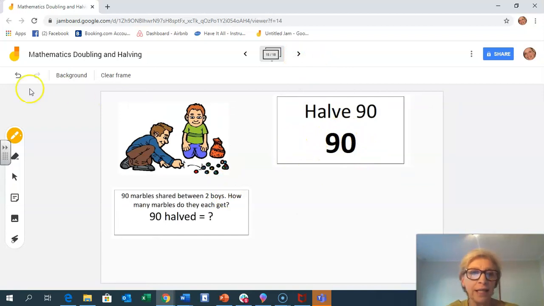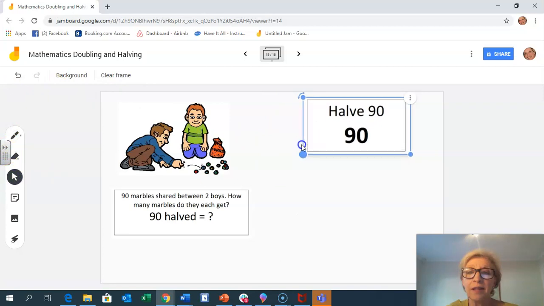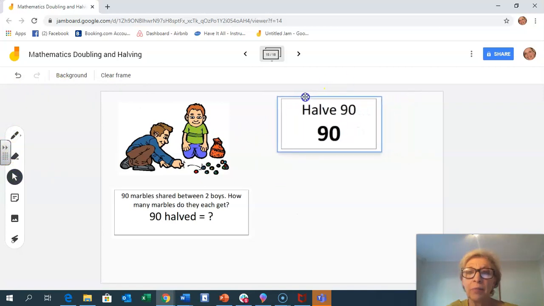This one is a little bit more tricky, but it's not impossible. Sometimes I see the children in my class eyes get bigger and bigger when they have to try and halve 90. Well, look, it's pretty easy. Let me show you, but let's read the story first. 90 marbles shared between 2 boys. How many marbles do they each get? And you say to yourself, well, I don't know how to halve 90 because 9 is an uneven number.